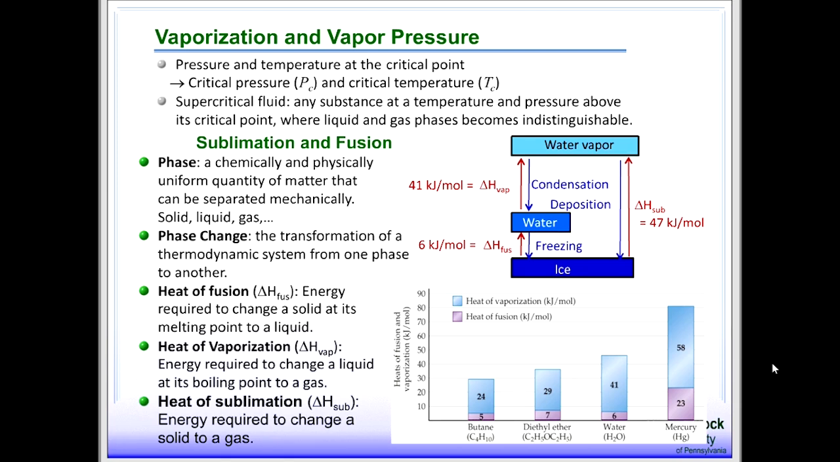and mercury. In general, the heat of vaporization is substantially greater than the heat of fusion. It is because vaporization requires greater energy due to the complete separation of molecules from one another, so the intermolecular forces must be completely overcome.